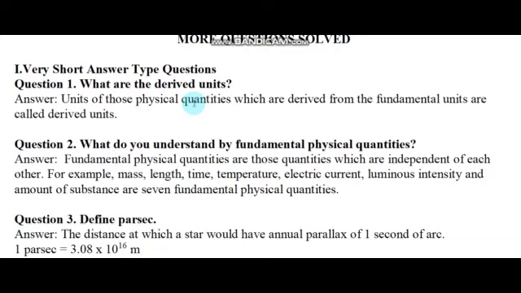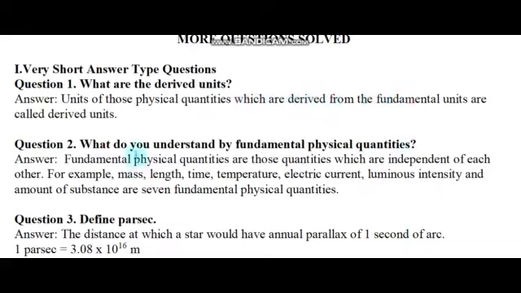Similarly, if you want to know the volume, you will use side into side into side. Now you have a volume, and if you have the mass of the object also, then easily you can find the density. So density is a ratio between mass and volume. Here mass is a fundamental quantity, and volume is a derived quantity, which is also obtained by using fundamental quantities. So the derived quantities which are derived by using the fundamental units are called derived units.